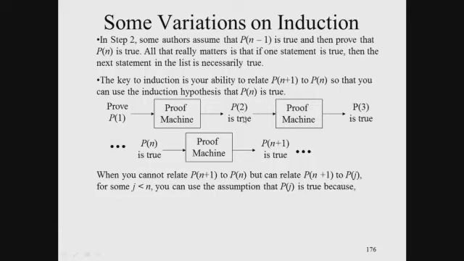P of 1 is true, P of 2 is true, P of 3 is true, P of 4 is true, P of n is true. You'll know that all of these statements from P of 1 up to P of n are all true. With strong induction, when you want to show that P of n plus 1 is true, you can assume that all of the statements from P of 1 up to P of n are true, because the machine will already have proved all of them. And that can be helpful if you want to relate P of n plus 1 not to P of n, but to one of these earlier statements.